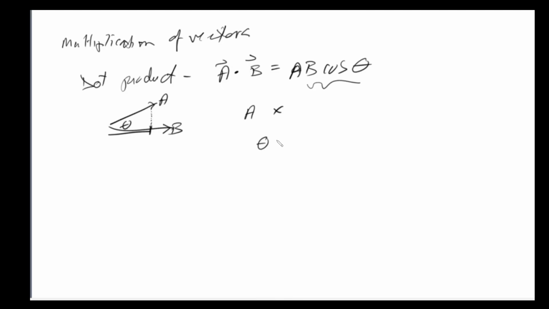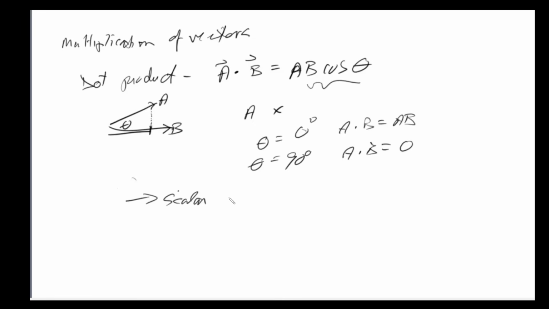So if you notice, if theta is equal to 0 degrees, then A dot B is equal to just AB, because cosine of 0 degrees is 1. And if theta is equal to 90 degrees, then A dot B is equal to 0, because the cosine of 90 degrees is 0. And the other thing to note is that a dot product gives you a scalar answer, a scalar number. The result is not a vector.